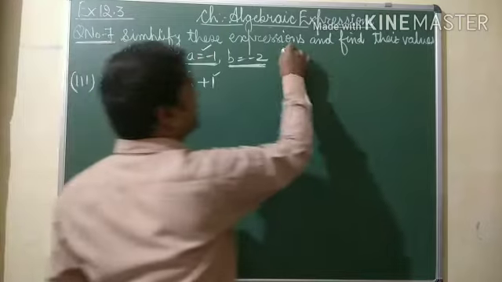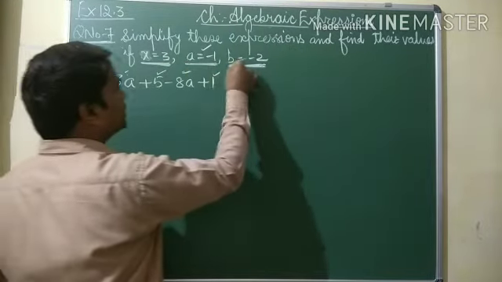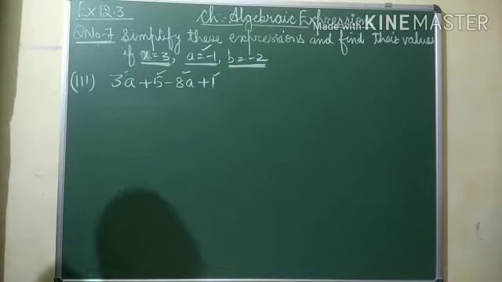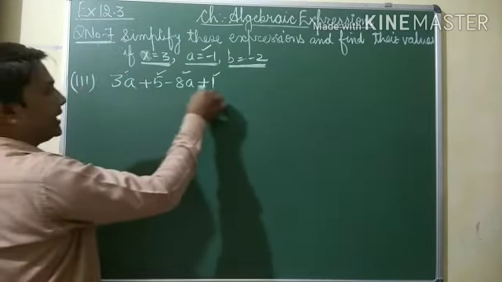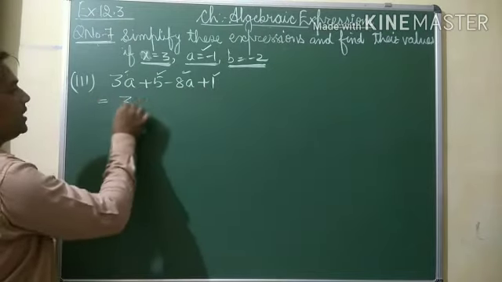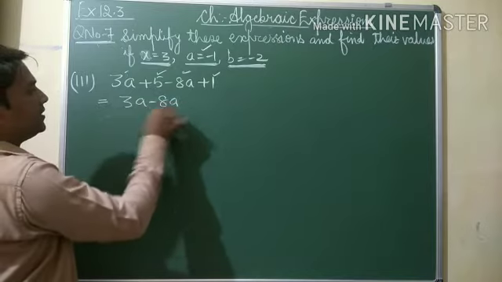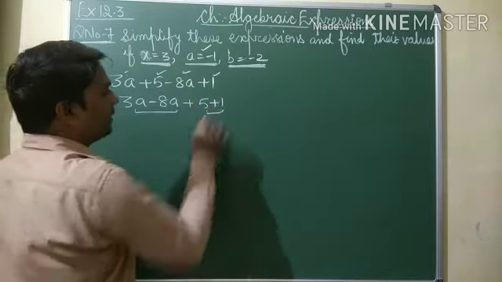Simplify these expressions and find their value if x equals 3, a equals minus 1, b equals minus 2. So first we have question number 7, third part, 3a plus 5 minus 8a plus 1. First of all, combine the like terms, we get 3a minus 8a as the first group of like terms and then 5 plus 1 as the second group of like terms.